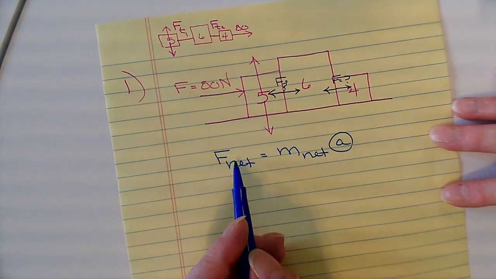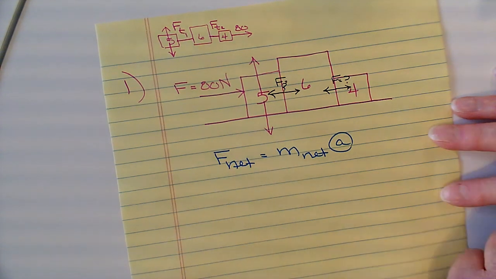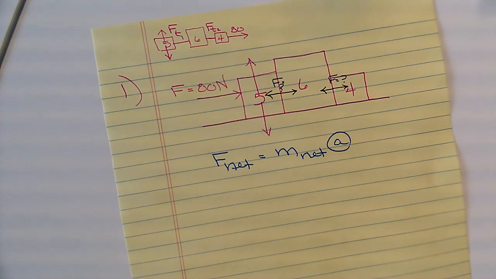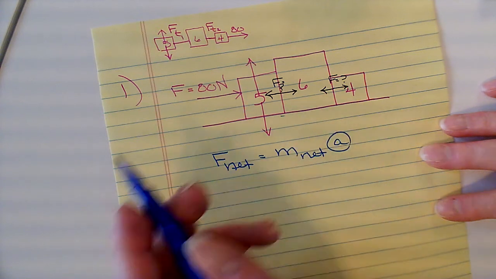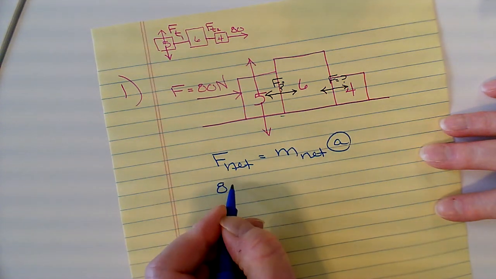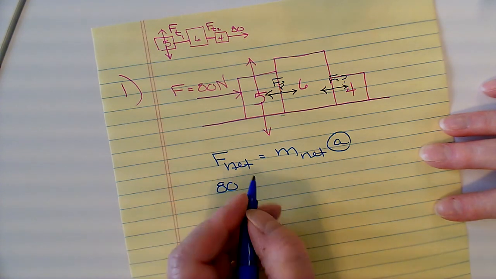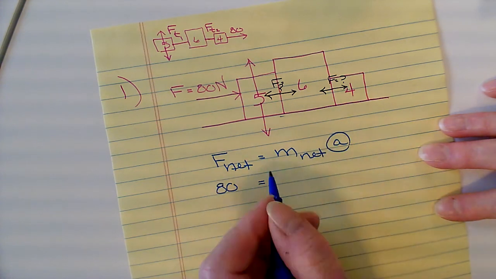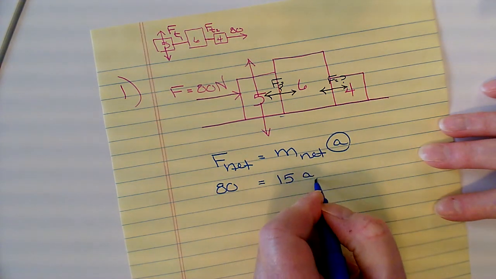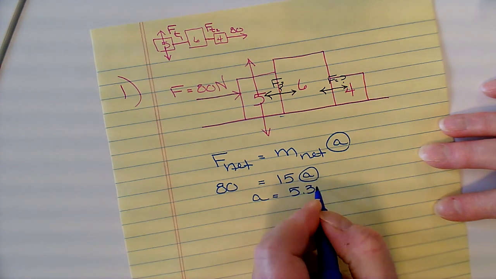All right, the F net is going to be what makes the system move minus any frictions. In this problem, it's a frictionless surface, so I don't have any friction. But if I had friction, I'd have to draw in the little frictions down here, and I'd have to subtract them off. So we have a force of 80 that's making it move, minus any frictions, and we don't have any frictions, so we get to keep going. And the total mass would be 15. And so then we can find the acceleration of the system is 5.33 meters per second squared.